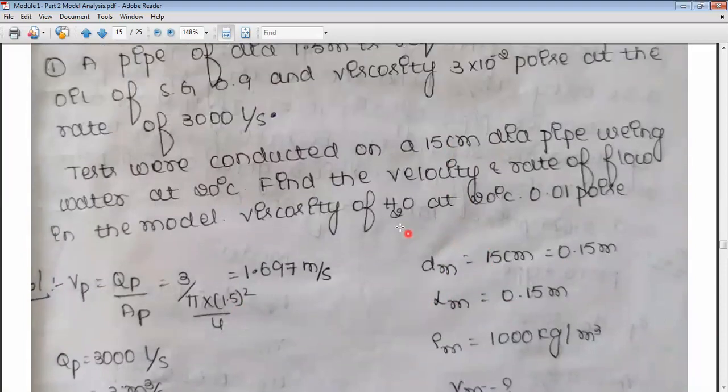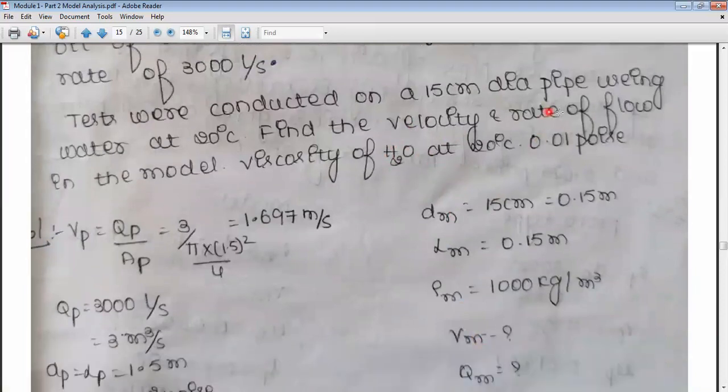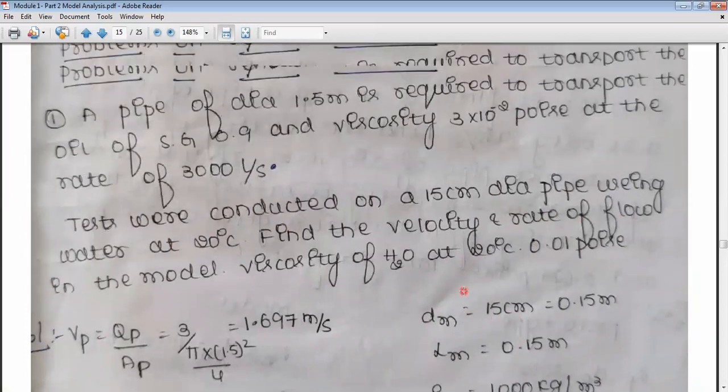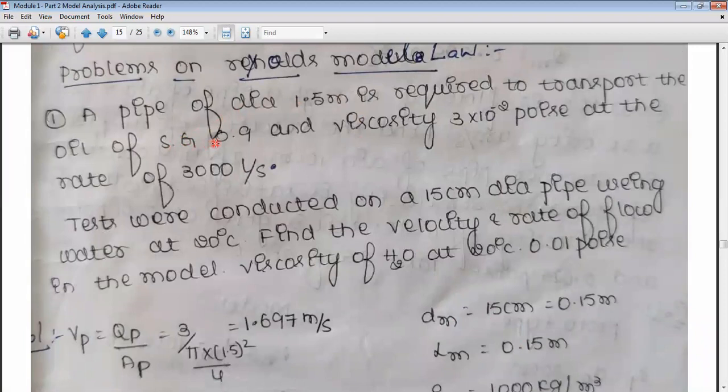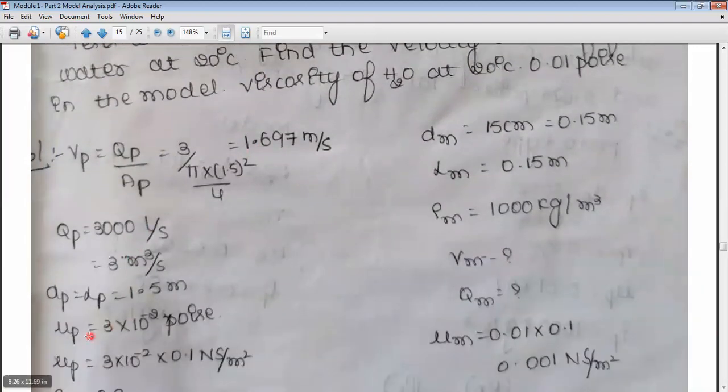Then, you have to find the velocity of the model, that is Vm as the question mark, and the rate of flow in the model. Rate of flow means discharge, that is Qm is equal to the question mark. And here the specific gravity is given for the prototype, that is S is equal to 0.9. Viscosity is given, that is mu of the prototype, 3 into 10 to the power of minus 2 poise. You have to convert that into Newton second per meter square. It becomes 3 into 10 power minus 2 into 0.1 Newton second per meter square, because, be careful, all the units should be in SI units only.